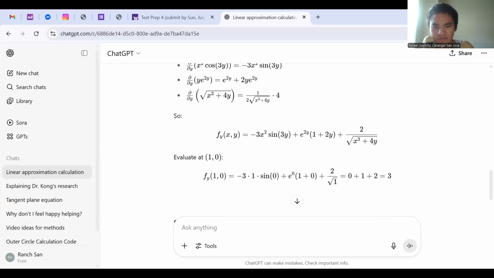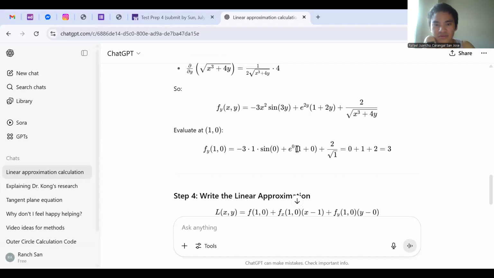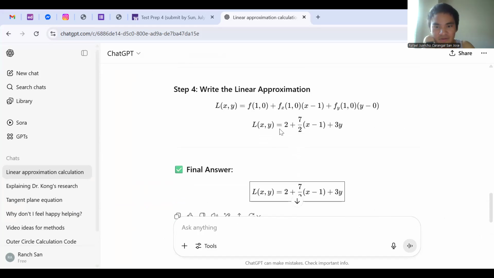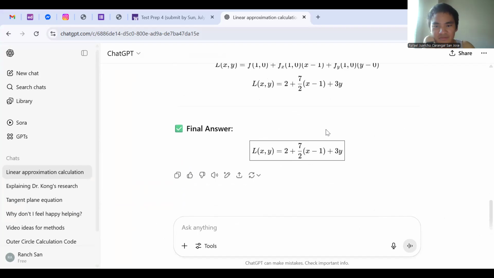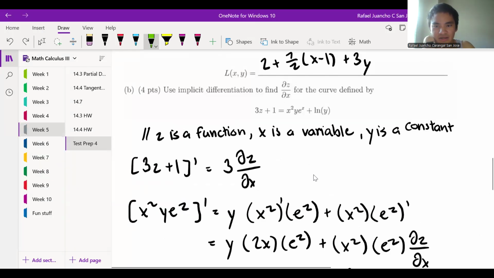2y. Did we get the same thing? 2y? I totally forgot. Oh yeah, we did. 1 plus 2y. Yeah, so we did get the same thing. Okay, let me evaluate. I want to see the answers. So 7 halves and 3. And so 2 plus 7 halves times (x minus 1) plus 3y. And yes, we did get that, right? So voila, there we have it.